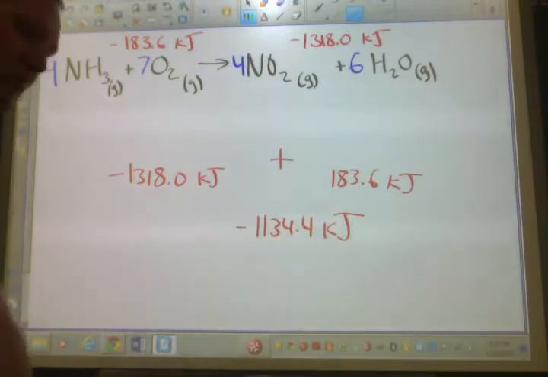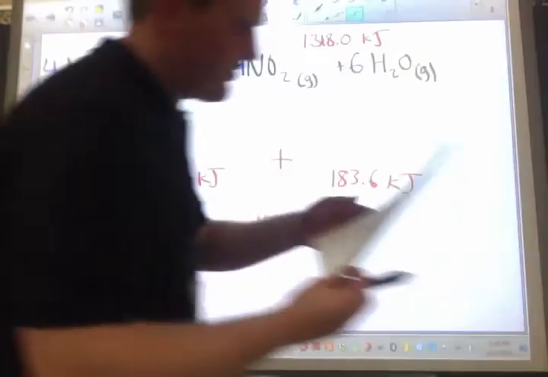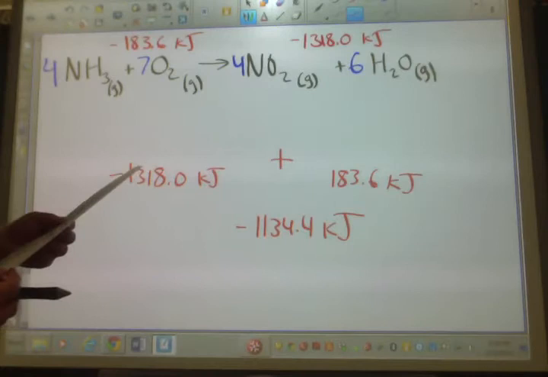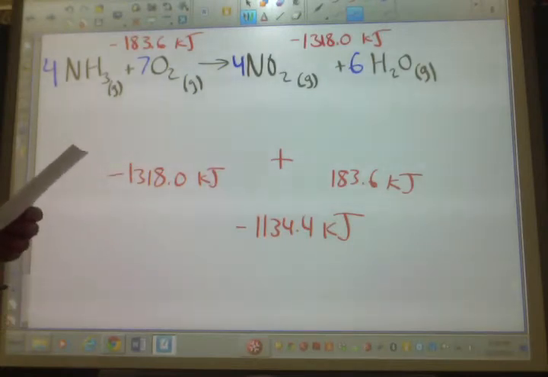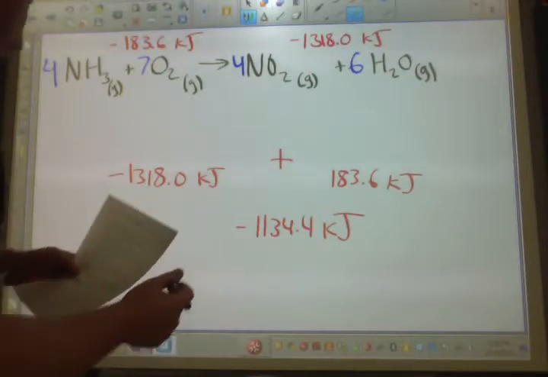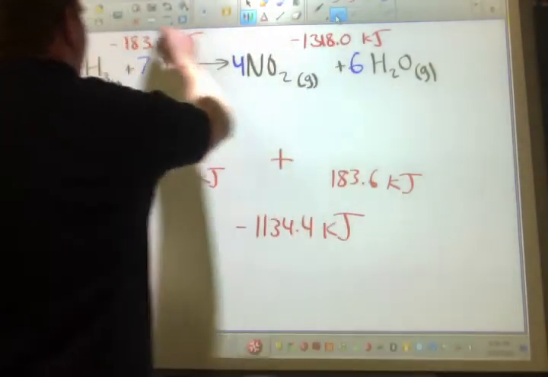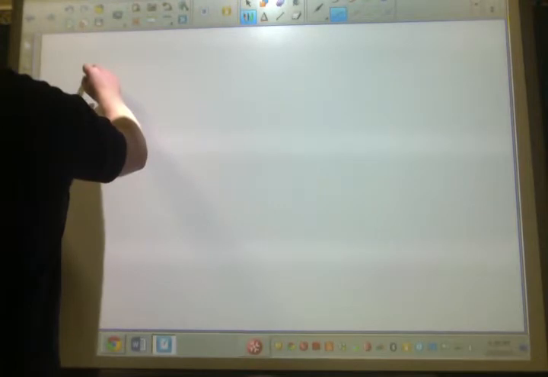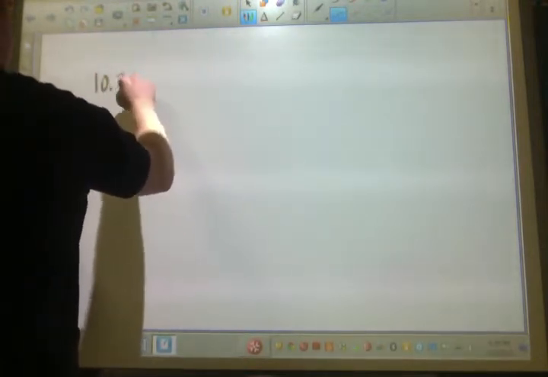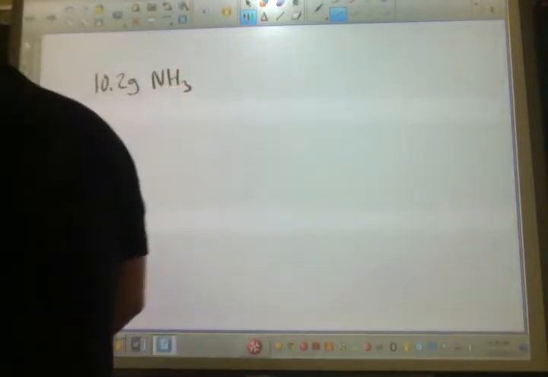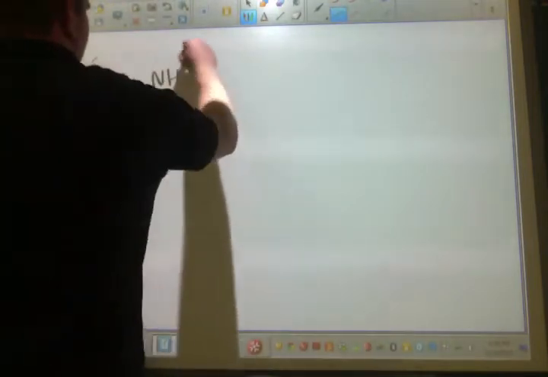Let's do letter B. 6b. If 10.2 grams of NH3 react according to the equation above, how much heat would be produced? Well, again, we convert grams to moles. So 10.2 grams of NH3 converted to moles.